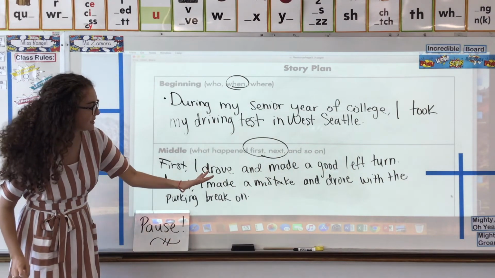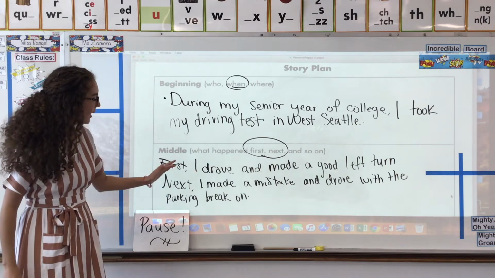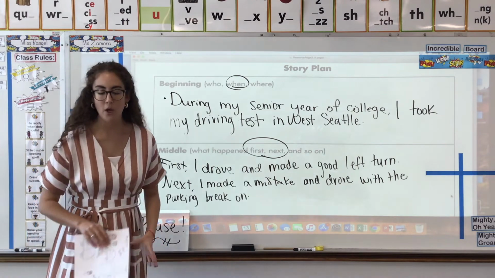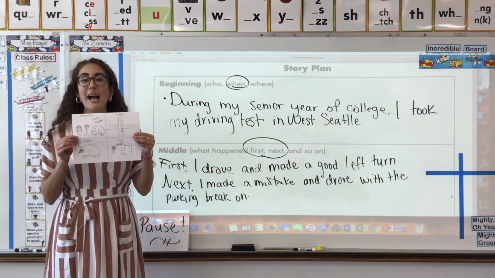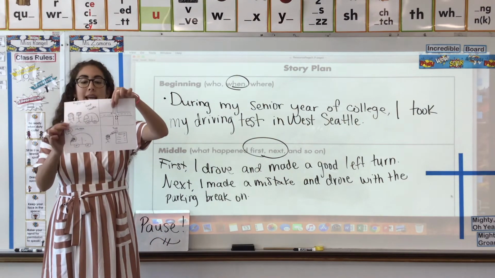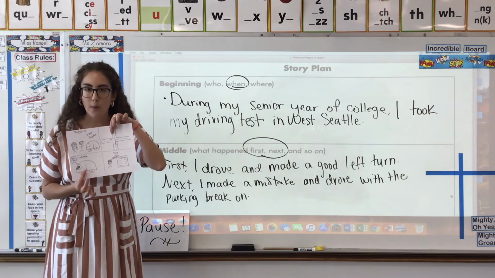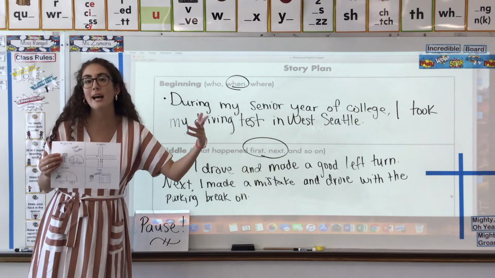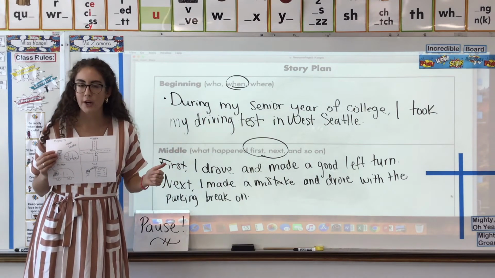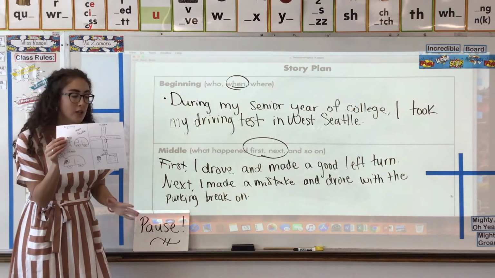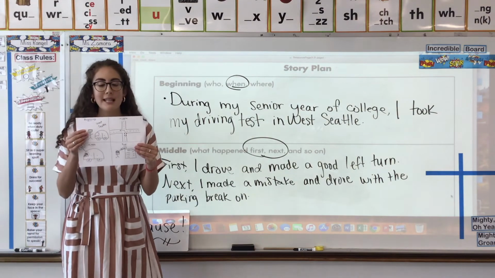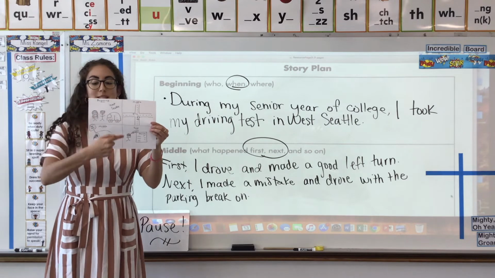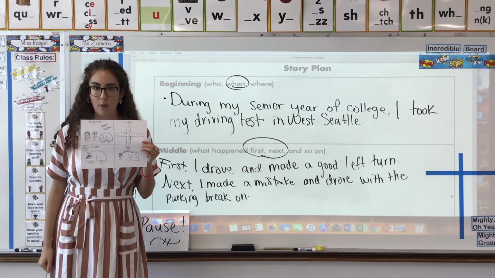Next, I made a mistake and drove with the parking brake on. Okay, Super Scholars, so what I just did is I wrote 2 sentences for each middle part of my storyboard. I made sure to use first and next to show what events happened in what order. So now what you're going to do, I need you to write 2 sentences in the middle part of your outline that describes the 2 events you drew on your storyboard.